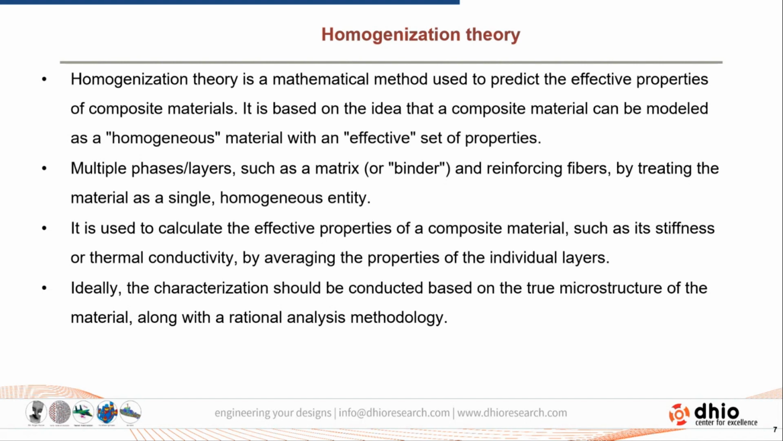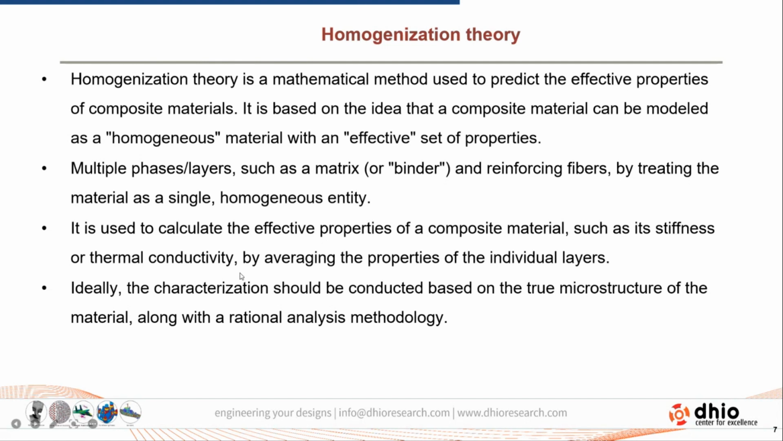Normally composites are made up of two or more materials, like phases or layers, such as binders or matrix or reinforcing fibers. These multiple layers can be composed as a single homogeneous entity using homogenization theory. So it can calculate different effective properties of composites, starting from structural and thermal to electromagnetic. But here we are mainly targeting electromagnetic property development.